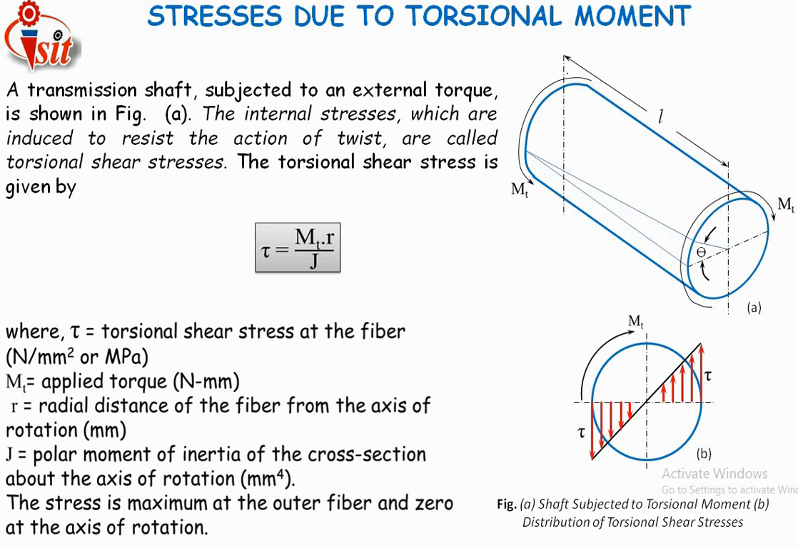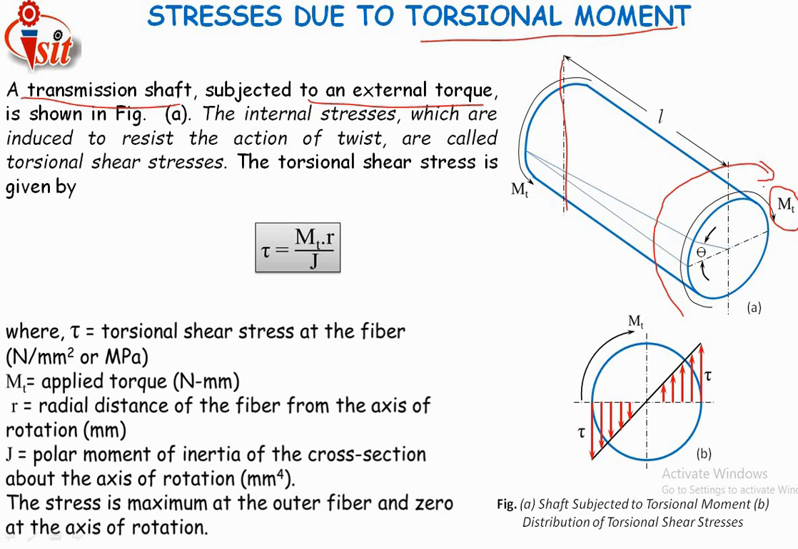Now take a simple example, a transmission shaft. This is the transmission shaft having length L. It is subject to an external torque. MT is the external torque, also known as the torsional moment. Just imagine this end is fixed. This is the fixed end, and this end is subjected to a torsional moment in the clockwise direction.